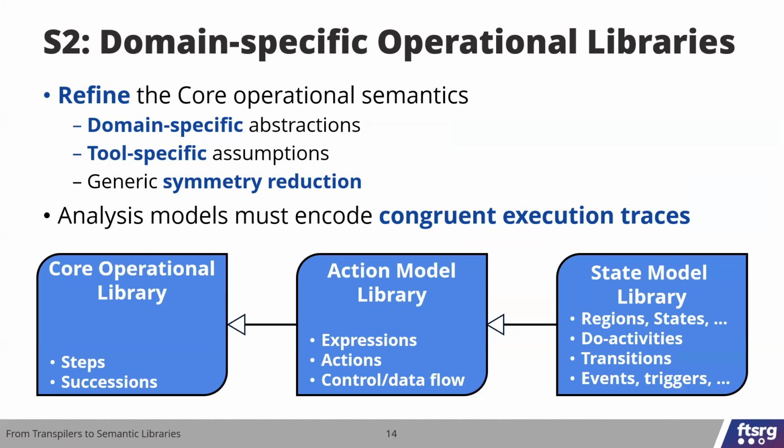So, for example, we can define a core operational library for SysML v2 as steps and successions. We can come up with some operationalized way to execute these step succession based languages, for example, the tokenization that I introduced at the beginning of this talk. Then we can further refine it first at the action model library, where we can come up with expressions and actions that simplify the way the model is interpreted and model checked.